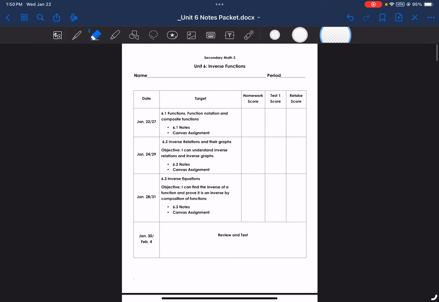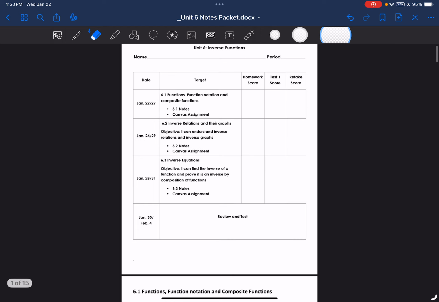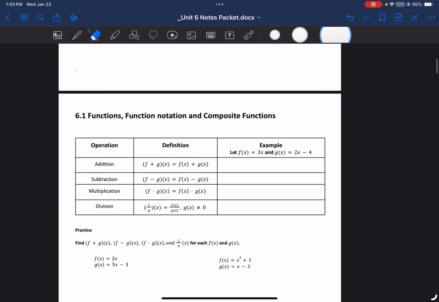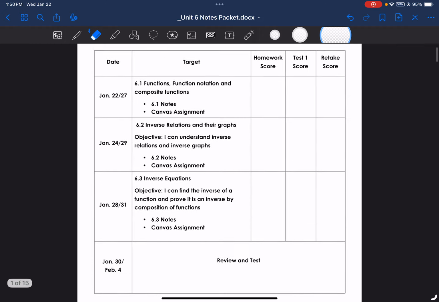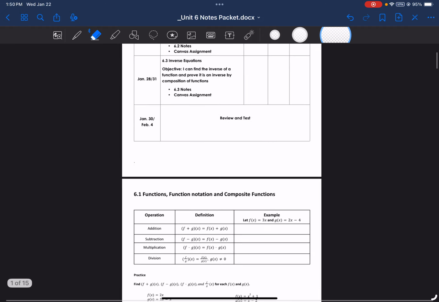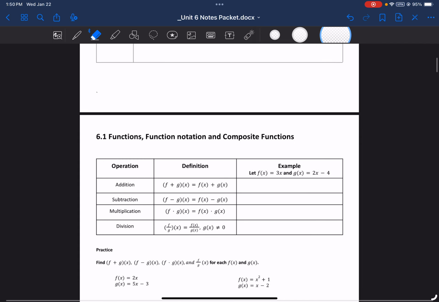6.1, you should have grabbed your Unit 6 packet off of the front table. It has a tan cover this year. And yeah, let's get into it by opening up to the first page here. Our whole unit here is about inverse functions. So in 6.1, we're just going to talk about functions, function notation, and function composition or composite functions. So let's get into it.